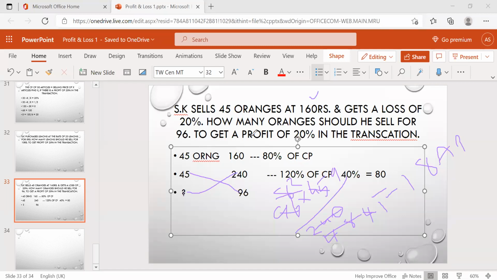Okay. And now he's selling only for 96 rupees. What's the 96 in 160? 50% is nothing but 80. So 45, 50% is nothing but 80. Sorry, don't do this. It is better. Just take this way only. Okay. Directly you can solve the answer.